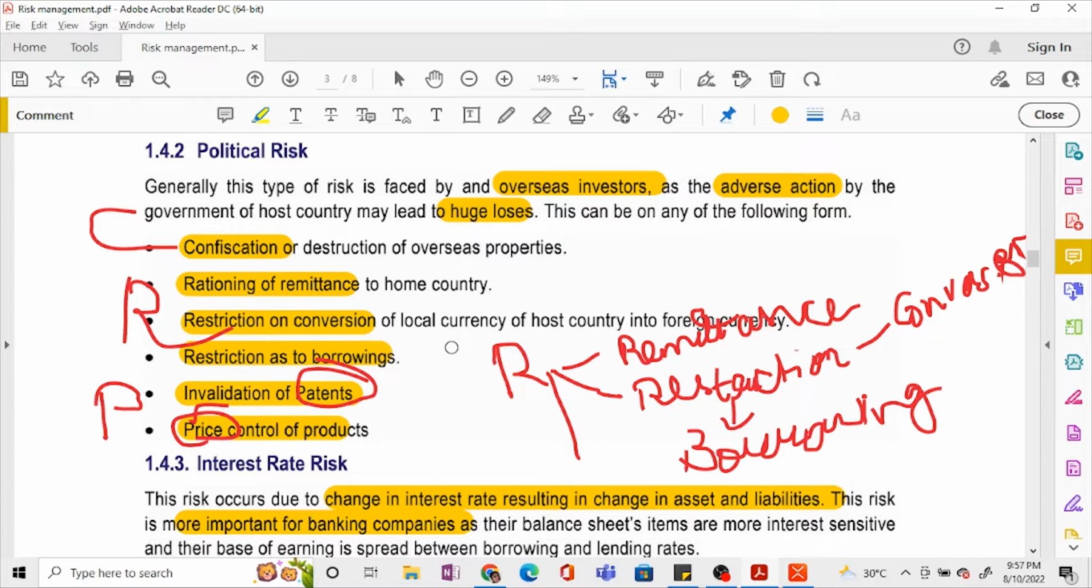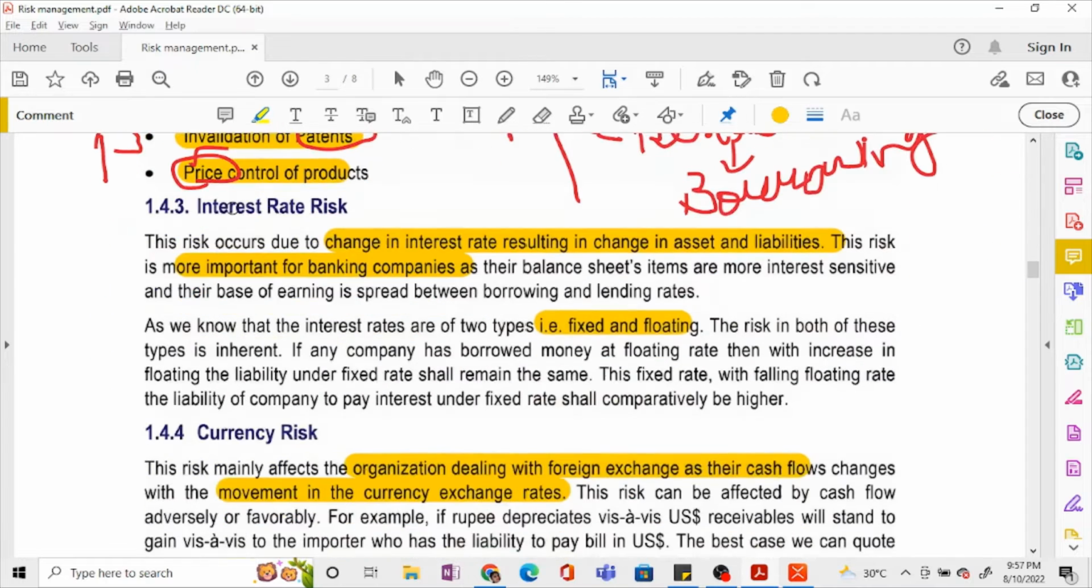But we can remember this as CRP: confiscation of the properties, rationing of the remittance, and restrictions on conversion, restrictions on the borrowings. And also P for the invalidation of the patents, price control of the products. These are the various risks which may arise due to the political risk.